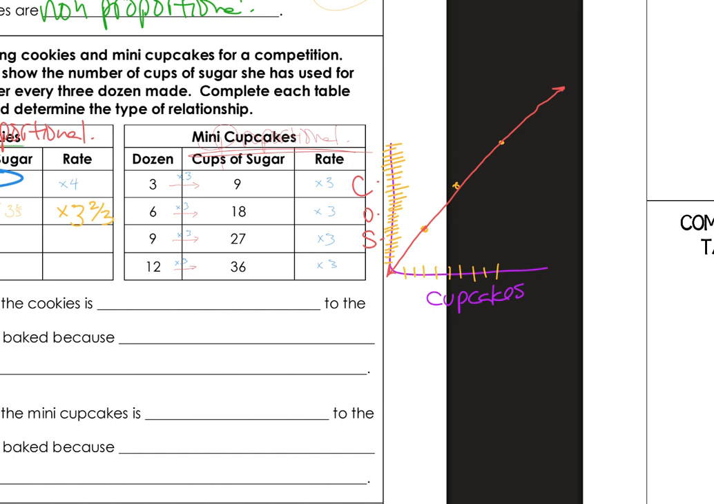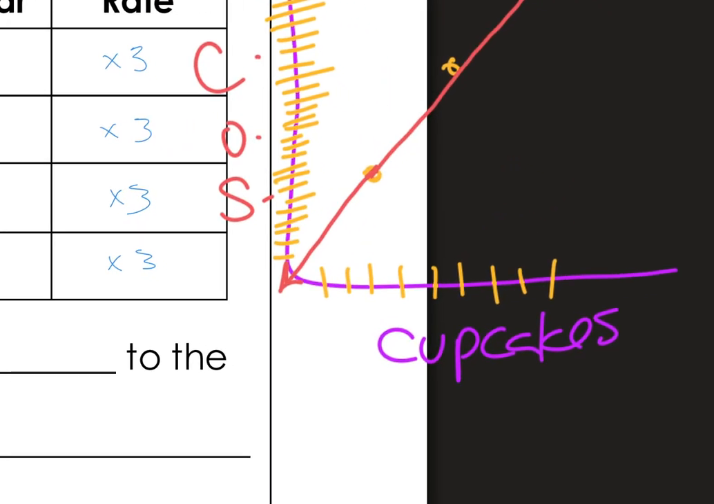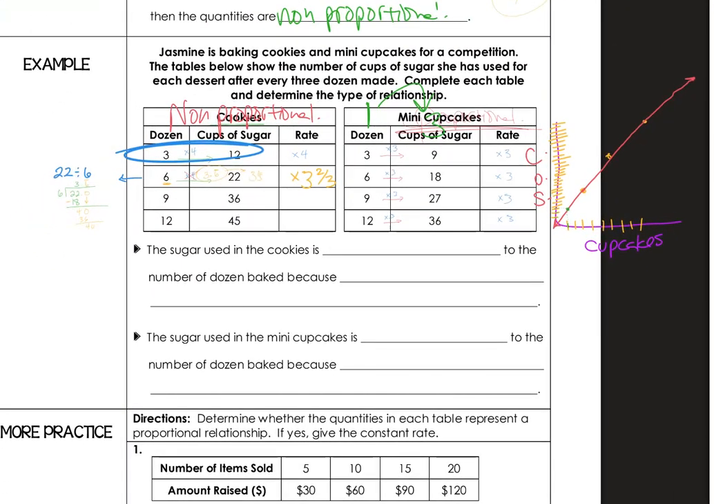So for example, if we wanted to make 1 dozen mini cupcakes, how many cups of sugar would that be? Well, it would be times 3. So it would be 3. So check this out. According to our graph, move over 1, go up 1, 2, 3. It appears to be on that line, right? So anyway, that's the concept.